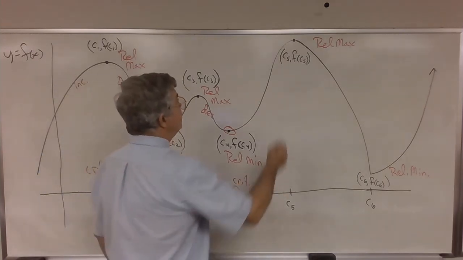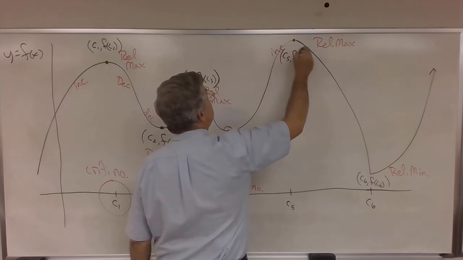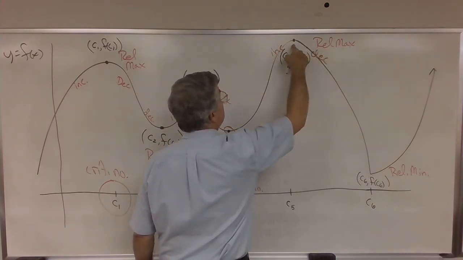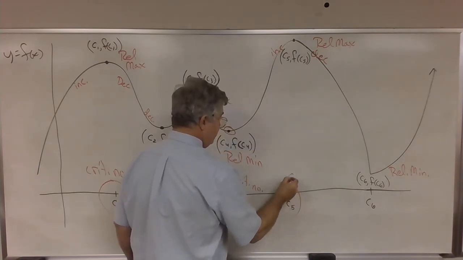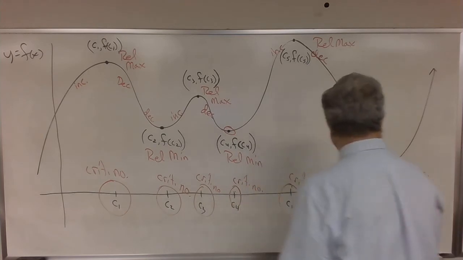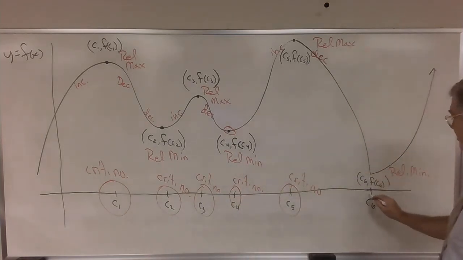And C5, the graph changes from increasing to decreasing. So right here where we have a relative max, C5 has to be a critical number. And C6, we have a relative minimum here, gotta be a critical number.